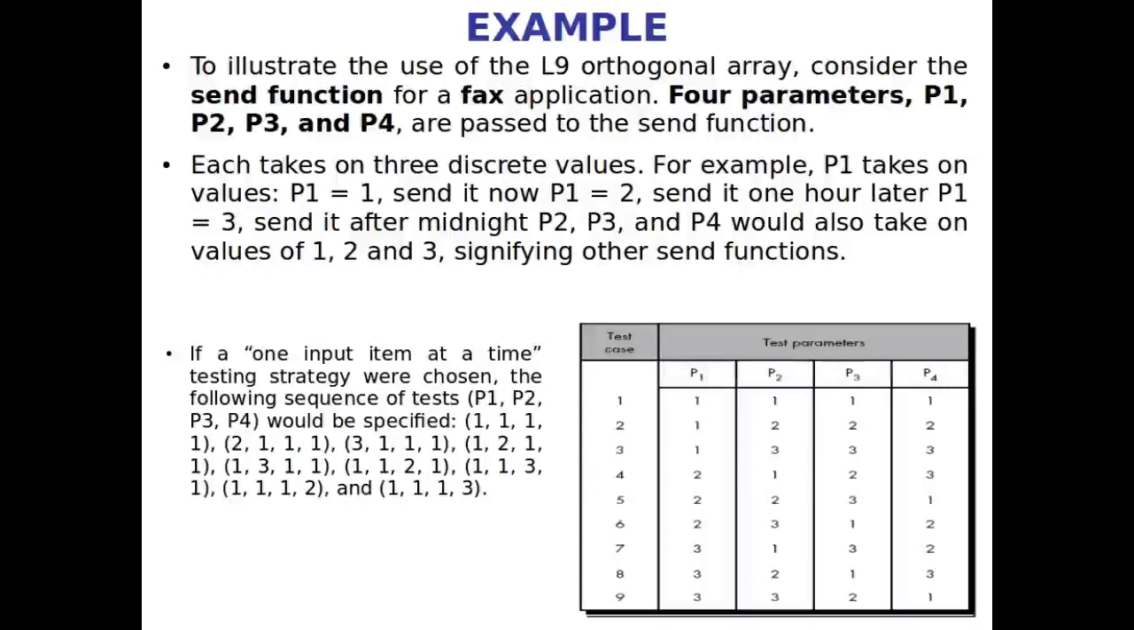If a one input item at a time testing strategy were chosen, the following sequence of tests P1, P2, P3, P4 would be specified as 1111, 2111, 3111, 1211, 1311, 1121, 1131, 1112, 1113.